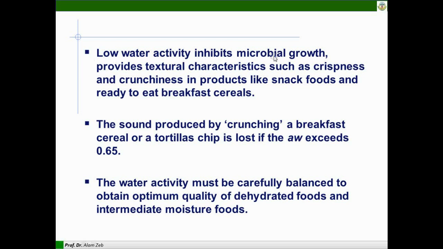Low water activity inhibits microbial growth and provides textural characteristics such as crispness and crunchiness in products like snack food and ready-to-eat breakfast cereals. The sound produced by crunching a breakfast cereal or tortilla chip is lost if aw exceeds 0.65. The water activity must be carefully balanced to obtain optimum quality of dehydrated food and intermediate moisture food. So it is very important for food.